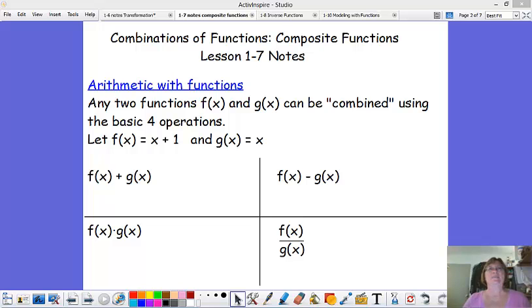Hi again. We're on lesson 1-7 today, and you can look at the title and see what we'll be discussing: combinations of functions. So composing or composite functions. We're going to basically look at doing some arithmetic with functions and then actually doing a composition of two functions. Those are different things. So we're going to begin by looking at some basic arithmetic that we can do with the functions.